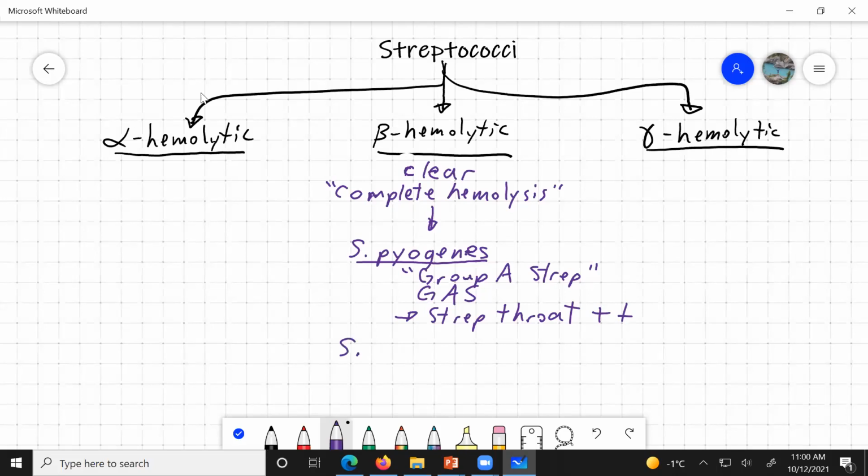We also have something called Streptococcus agalactiae, or something like that. I'm not even sure how to say it. And this one is called group B strep. So sorry about my handwriting. It's really hard to write on a screen. It's really not ideal. And so this is, of course, GBS.